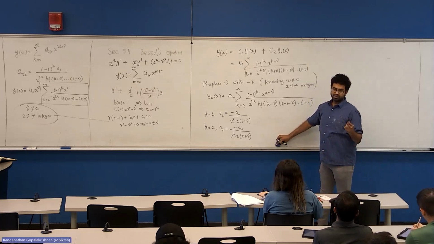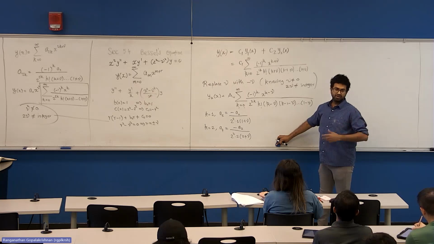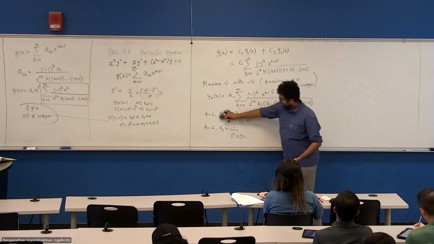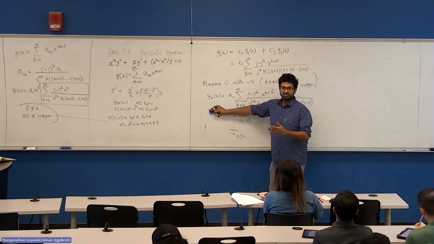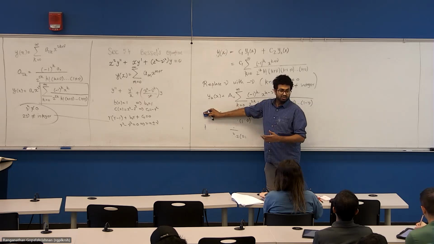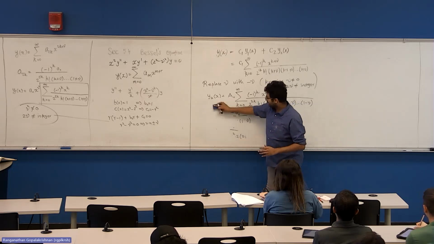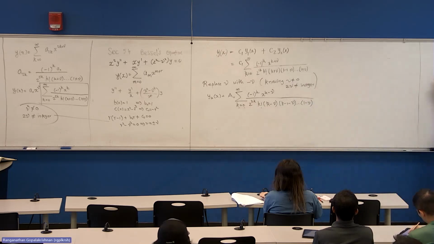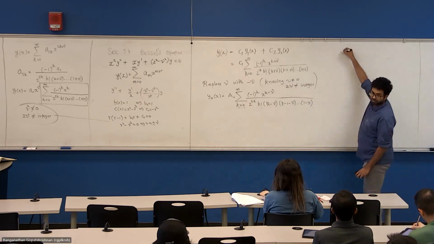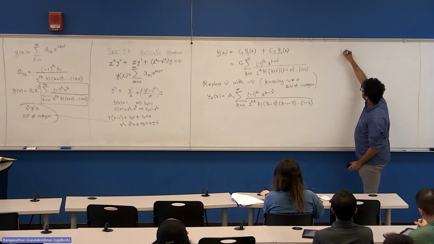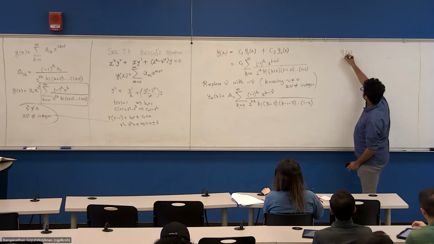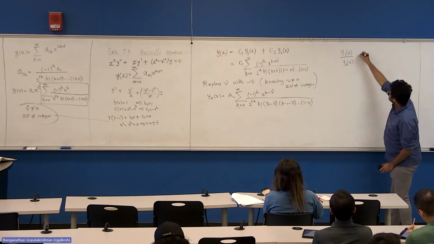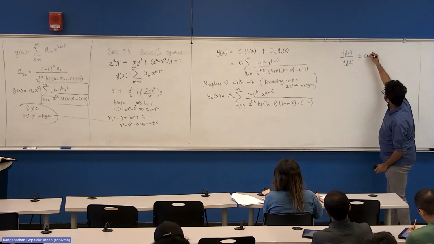You have to do one or the other. Either agree with me or disagree. Not sure is not an option. Sorry? They are independent, and how will you prove that? The ratio of y1 over y2 should not be a constant. So if you consider y1(x) over y2(x), you can easily prove this is not a constant.